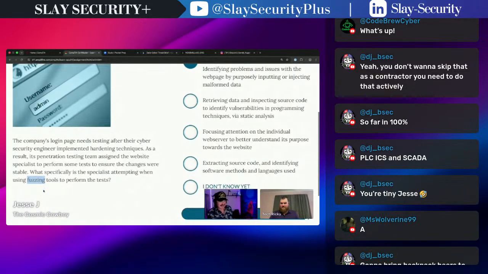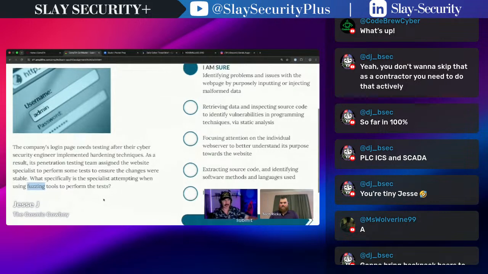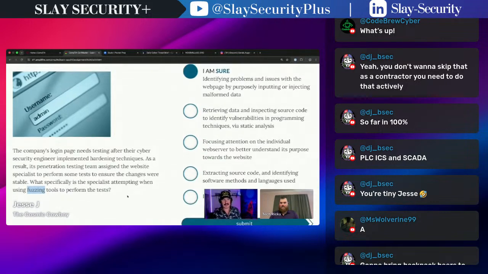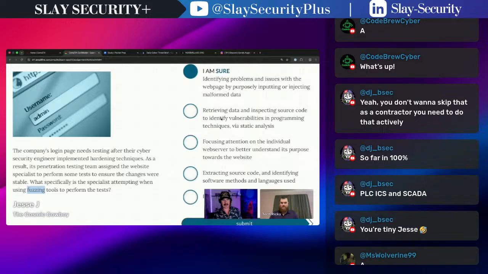All right, fuzzing tools are tools that are used to input random and invalid data. So maybe you weren't 100% sure, but if you knew what a fuzzing tool was, you could say, well, B, retrieving, doesn't really do anything. C focuses on an individual web server to understand its purpose towards the website, and D extracts and pulls code. Yeah, you can extract information, but the purpose of fuzzing is to see what kind of problems we can get by inputting that random and malformed data.